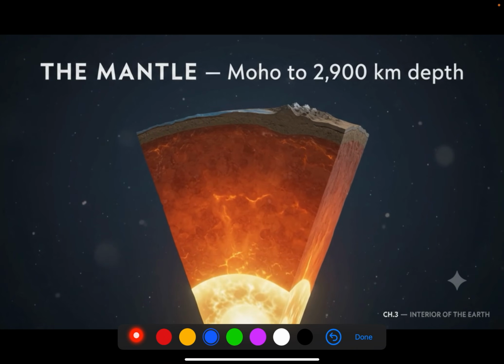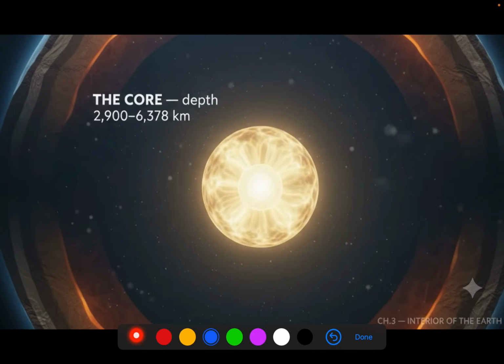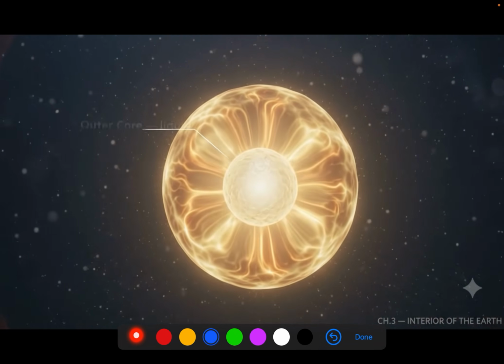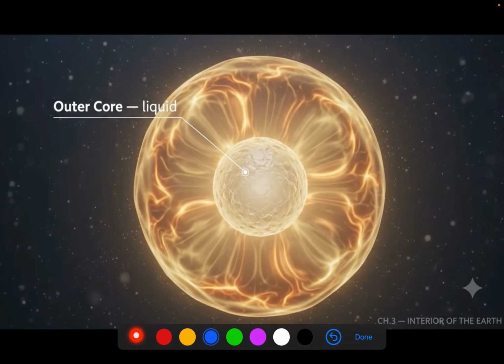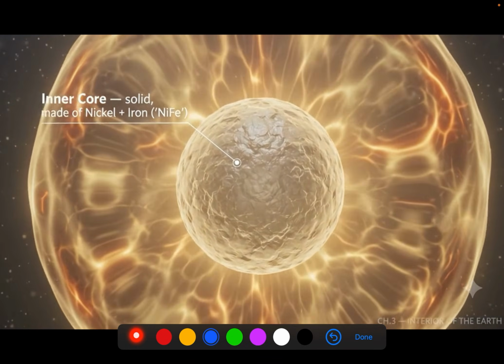Now the next thing that we have to understand is basically the core. Let's see a video to first understand. Alright, so what can we see in the video? We can see that this portion is basically the outer core and this solid part is the inner core. Now, what is the state of this outer core that you can see? It is like liquid.